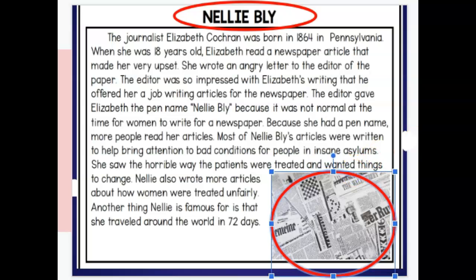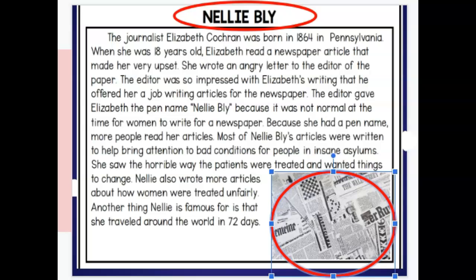All right, let's read. The journalist Elizabeth Cochran was born in 1864 in Pennsylvania. When she was 18 years old, Elizabeth read a newspaper article that made her very upset. She wrote an angry letter to the editor of the paper. The editor was so impressed with Elizabeth's writing that he offered her a job writing articles for the newspaper. The editor gave Elizabeth the pen name Nellie Bly because it was not normal at the time for a woman to write for a newspaper. Because she had a pen name, more people read her articles.